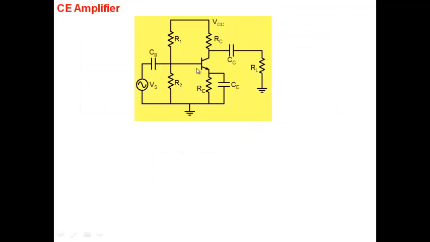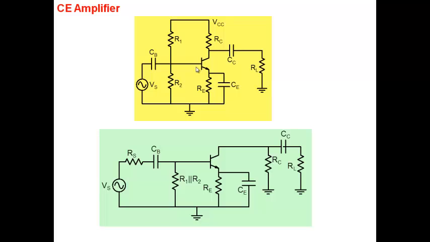Let's come back to our CE amplifier, and we want to calculate the 3 dB frequency. So first thing, we take our amplifier and convert it into a small signal equivalent circuit. So VCC becomes ground, and R1 we know comes in parallel with R2. So we write it here.